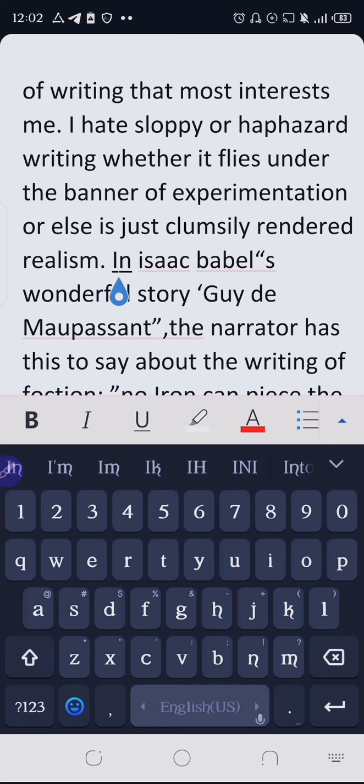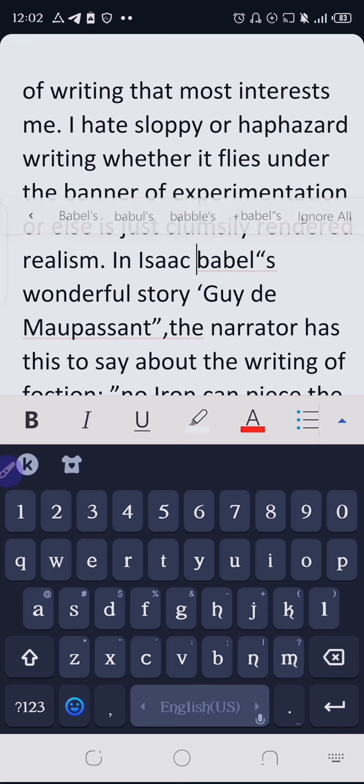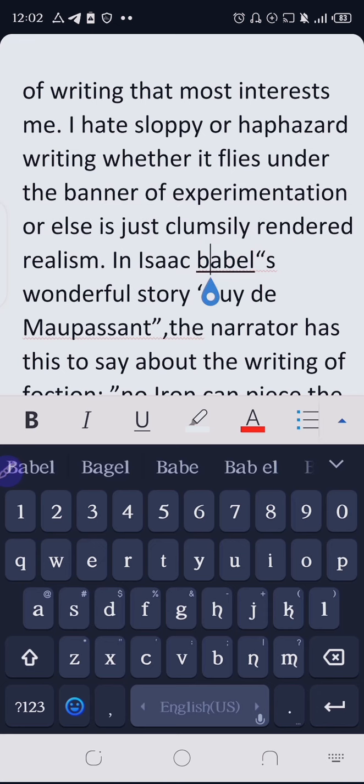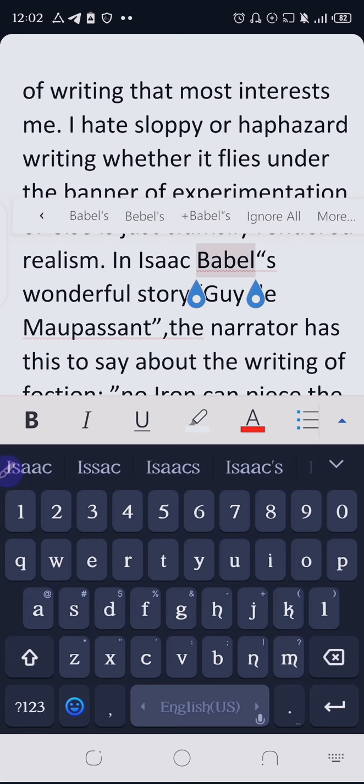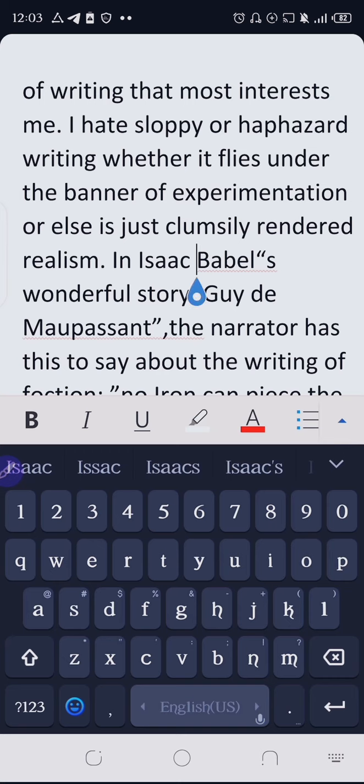So in Isaac Babel's wonderful story, proper noun starts with capital letter I. Proper noun Babel starts with capital letter B. Now here are two parts of a person's name. I found people writing the first part with an initial capital, and then the other part they're starting with an initial lowercase, and that's totally crazy. So let's make sure that we are so meticulous with this.